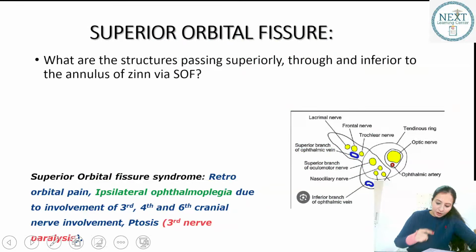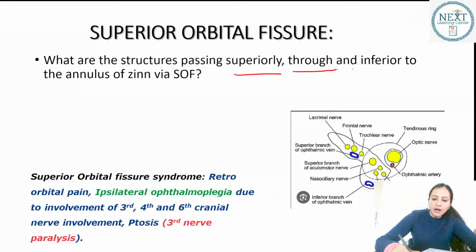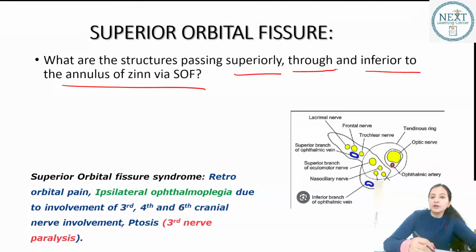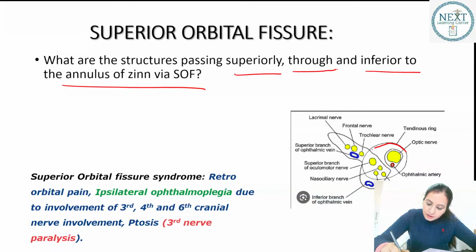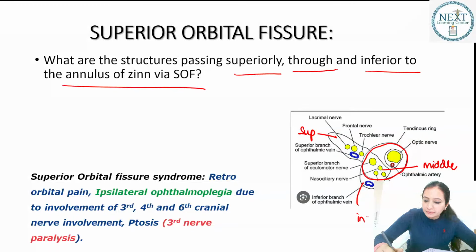Talking about superior orbital fissure now. Superior orbital fissure, what are the structures that pass superiorly through and inferior to the annulus of Zinn via the superior orbital fissure? So superior orbital fissure is just a bony defect in the sphenoid bones. Since this is a defect, around the defect you have that annulus of Zinn. What will it do? It will divide the defect into 3 parts. Superior part, middle part and the inferior part, right?